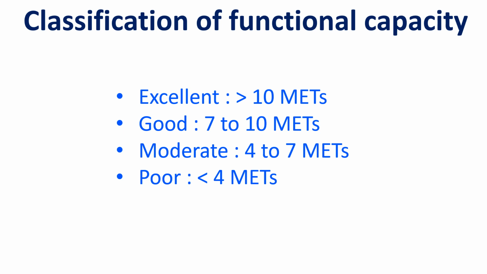Classification of functional capacity. Functional capacity can be classified as follows: excellent, more than 10 METs; good, 7 to 10 METs; moderate, 4 to 7 METs; poor, less than 4 METs; unknown, cannot be assessed due to other factors which prevent assessment of functional capacity. 1 MET or metabolic equivalent is the basal metabolic requirement of an individual, which comes to 3.5 ml oxygen per kilogram per minute.